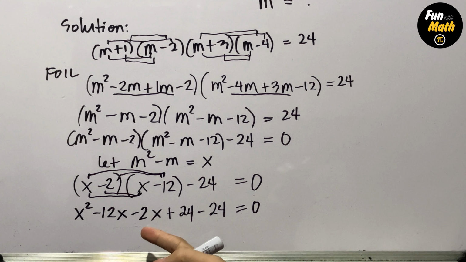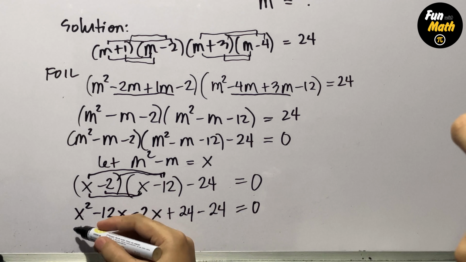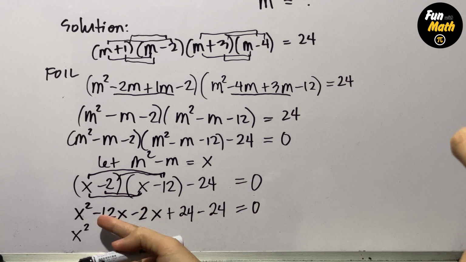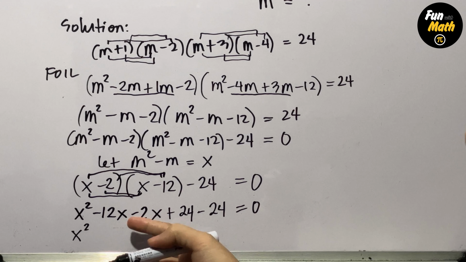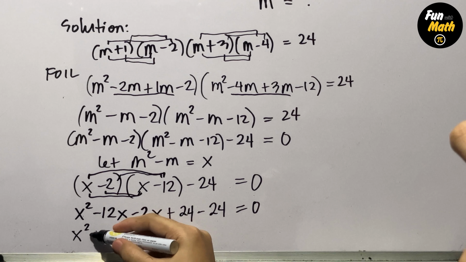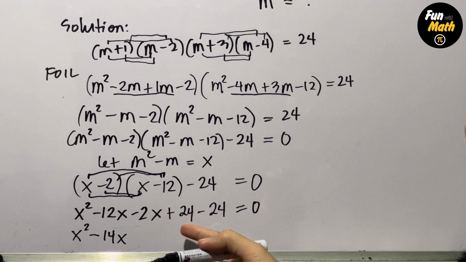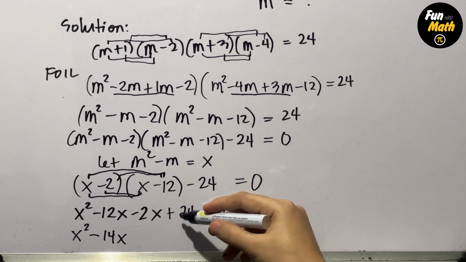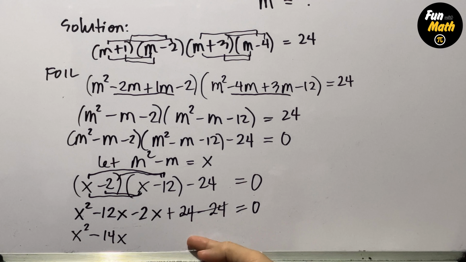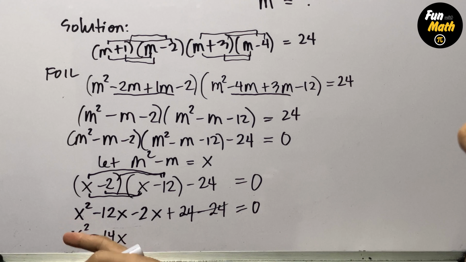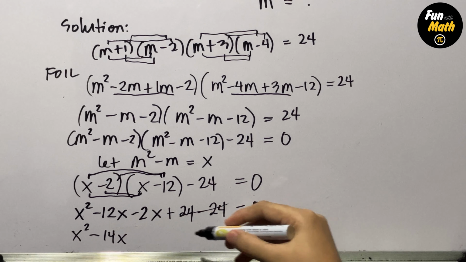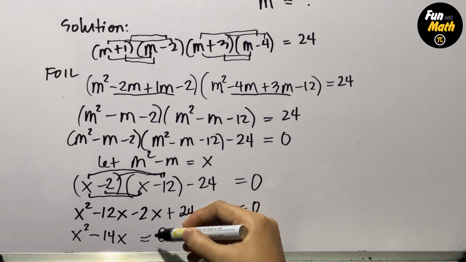And now we can combine like terms. So this is x squared, negative 12x minus 2x, this is minus 14x. And then 24 minus 24, that is 0, so we don't need to write it. So x squared minus 14x is equal to 0.